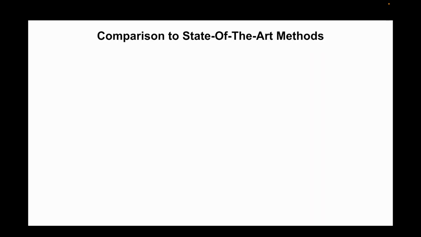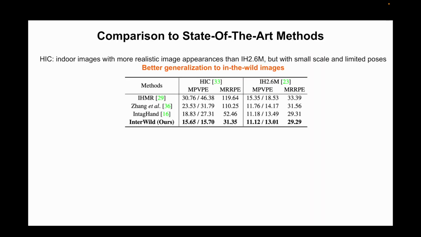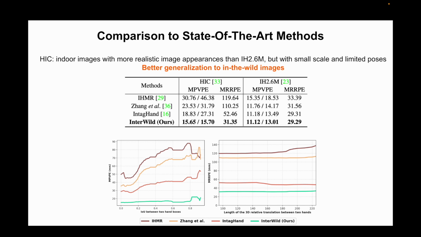Our InterWild outperformed previous works, especially on the HIC dataset. The figures below show that regardless of the distance between two hands, our InterWild outperformed previous works on the HIC dataset.